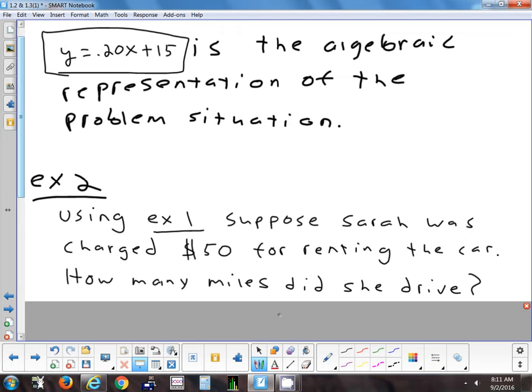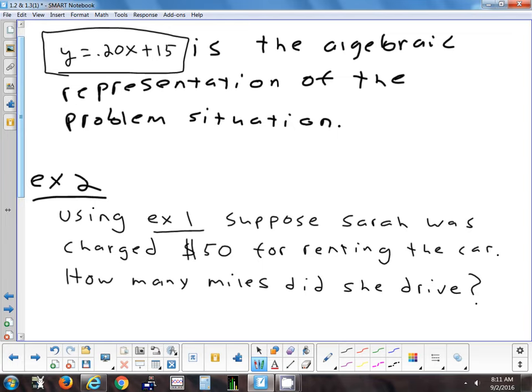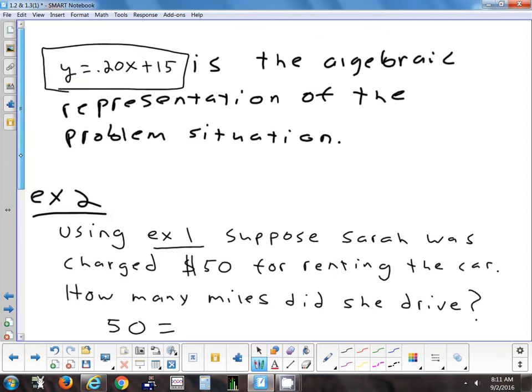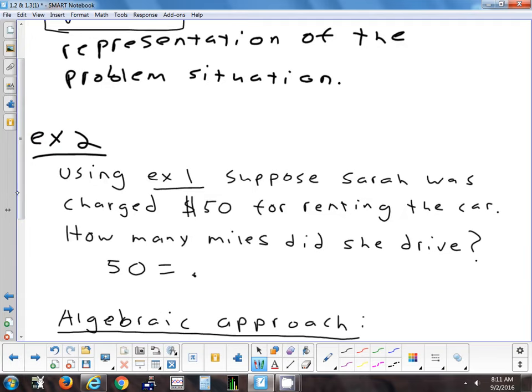What's going on here? Ava? You're substituting the y instead of x. Right, this time they're telling me the dependent variable. They're telling me the total cost. They want me to find the independent variable. I'm finding x this time. So I'm going to take my $50 and plug it in for y. So we would get 50 equals 0.20x plus 15.